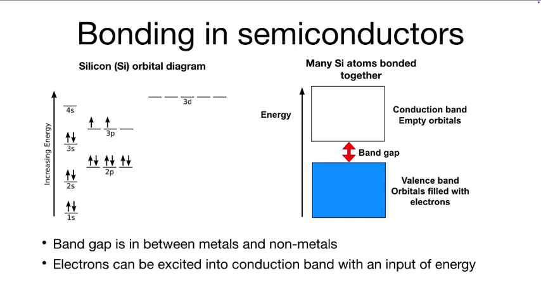How many valence electrons does carbon have? 4. How many valence electrons does silicon have? 4. They're in the same family. We might predict similar chemical properties. And yet, we don't. Silicon starts to change its properties a little bit.